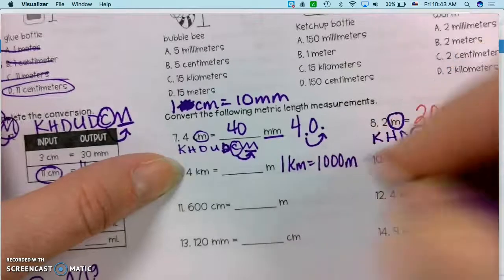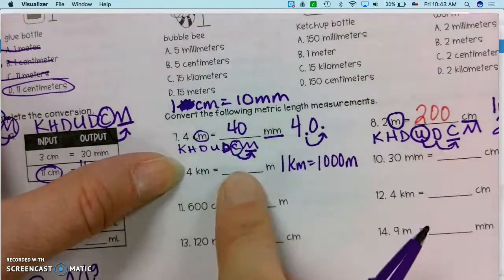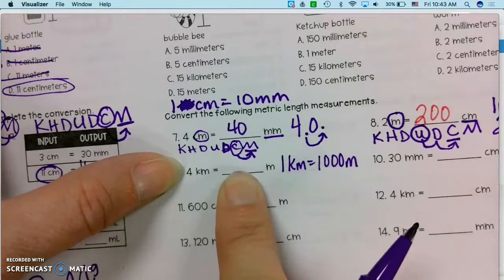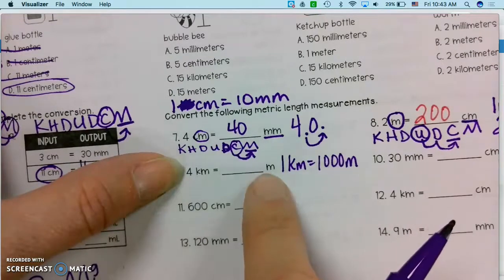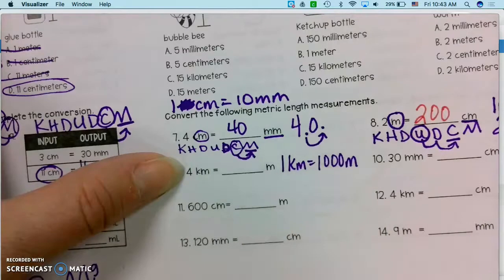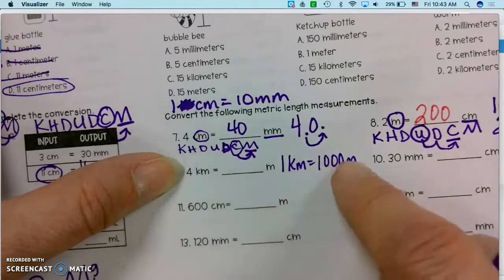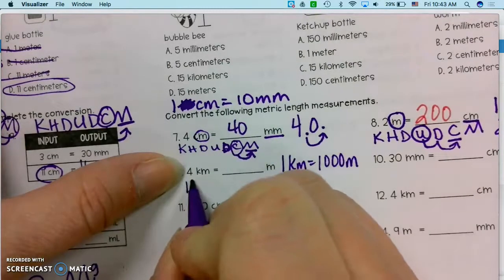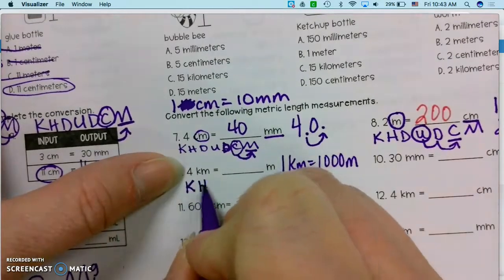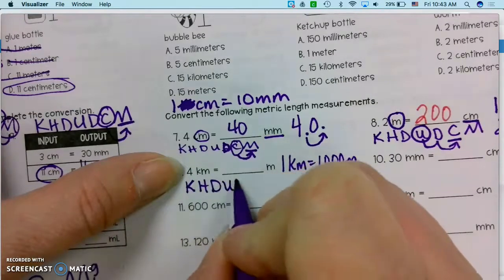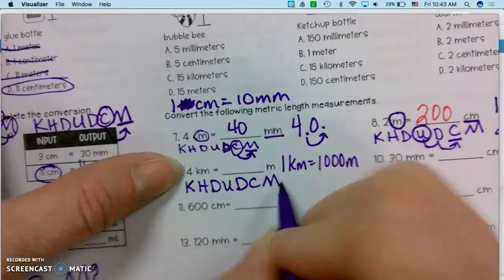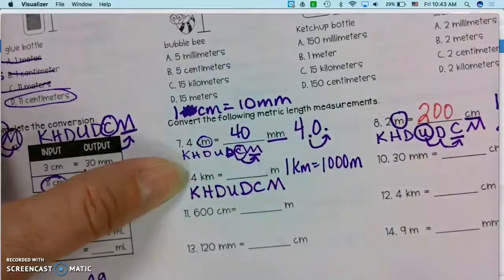So is my answer going to be bigger than 4 or smaller than 4? I have 4 kilometers and I'm changing it to meters. Is it going to get bigger or smaller? Bigger. Very good. Okay, so let's write down our little letters that help us remember it. Kids have dirty underwear during camp mud fights. Good. Where are we starting?